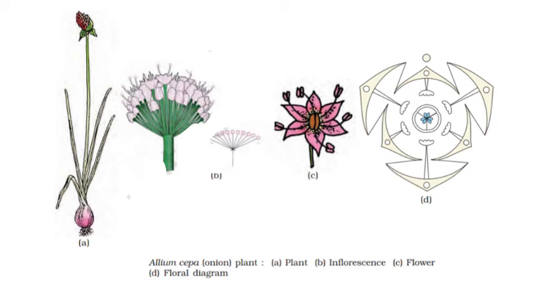Let's see the diagrammatic representation of the Liliaceae family plant Allium, onion. The given picture shows A, B, C and D. A is the Allium plant with bulb and flower. B is inflorescence. Onion shows umbel inflorescence. C is flower. D is floral diagram.